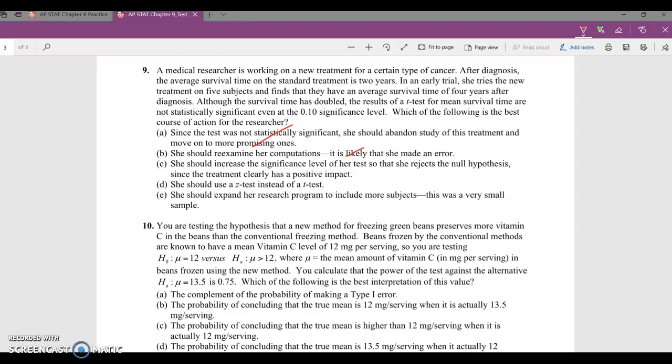Well, it's not so clear. It's such a small sample size. And she's already using a high significance level, so she doesn't want to increase the probability of a type 1 error. She should use a z-test instead of a t-test. She can't. Her sample size is tiny. She should expand her research program to include more subjects. Yeah. Right? It was such a small sample. That's the problem.